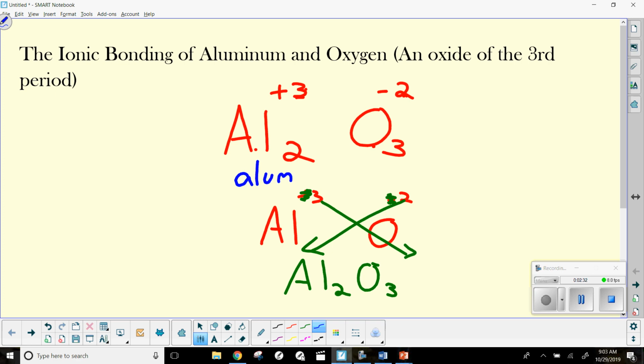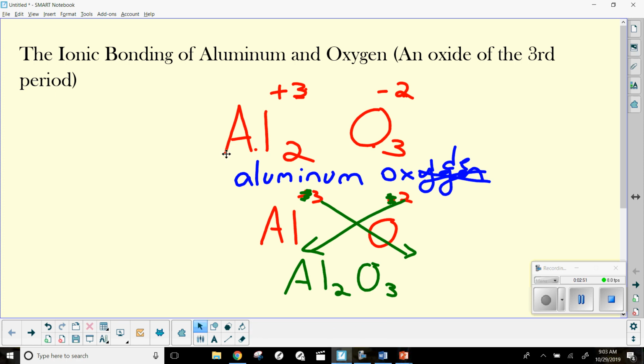Same nomenclature here. I write out aluminum, oxygen. I always stop at the second syllable, so instead of saying oxygen, I say oxide, so aluminum oxide. And hopefully this helps you write the formula and the name for an ionic compound that has an odd number of electrons.